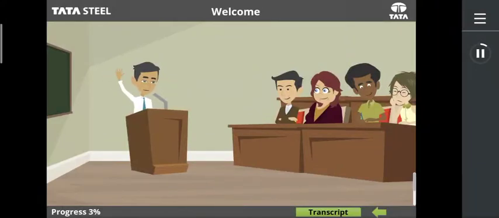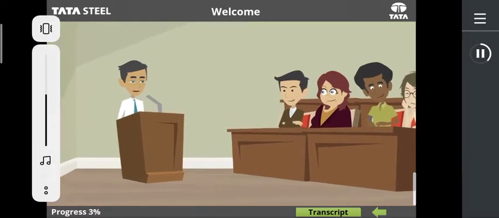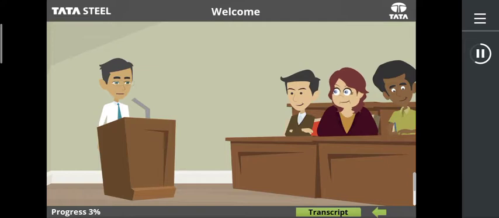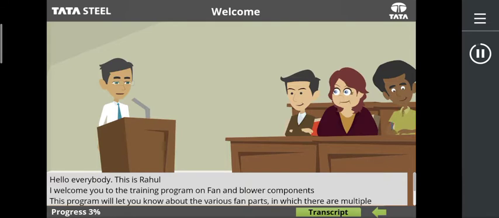This is Rahul. I welcome you to the training program on fan and blower components. This program will let you know about the various fan parts in which there are multiple components. Apart from this, you will also be given a brief description about the various general arrangement of the component in centrifugal, axial, tube axial and vane axial fans.